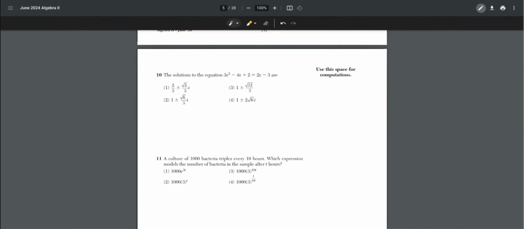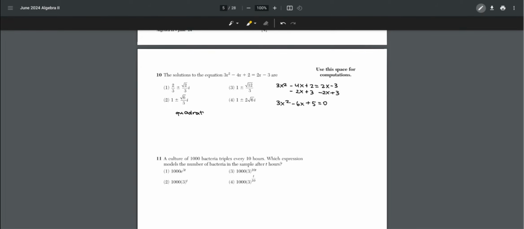Number 10. The solutions to the equation 3x squared minus 4x plus 2 is equal to 2x minus 3 are. What we will first do is move everything to one side by subtracting 2x and adding 3. This would be 3x squared minus 6x plus 5. Then we could fill this into the quadratic formula.